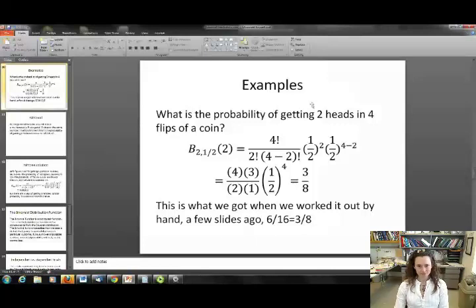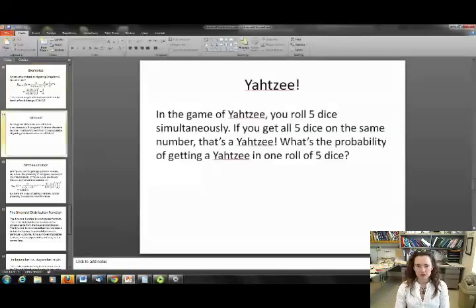Sorry about that. Now, let's do another example that's a little bit more complex. Let's say that we are playing Yahtzee. I don't know if you've ever played Yahtzee. It's very tedious, but it's great for probability and odds.